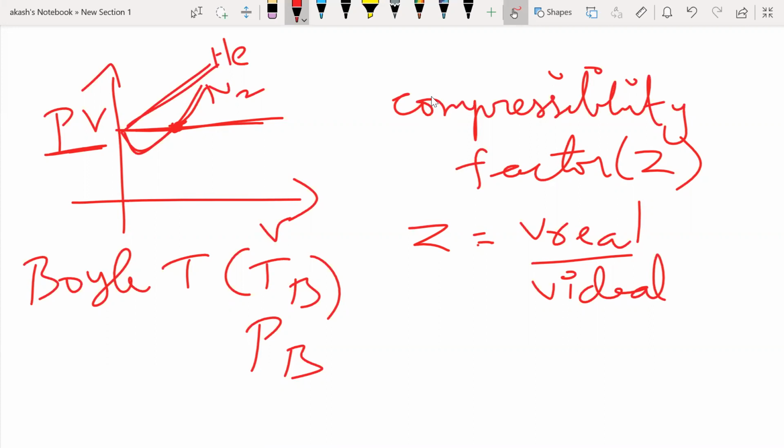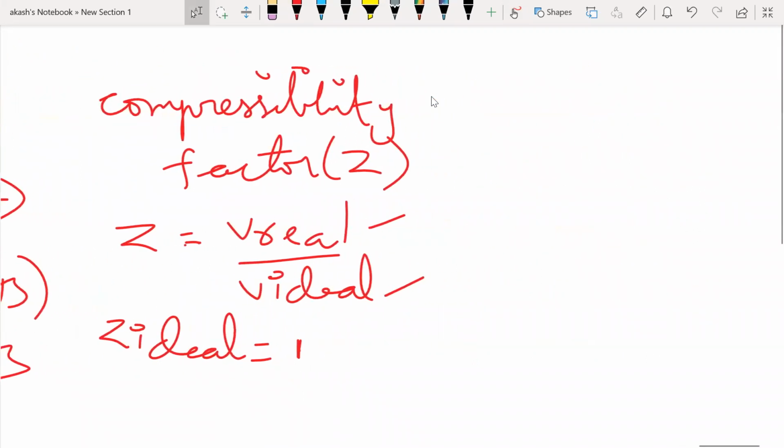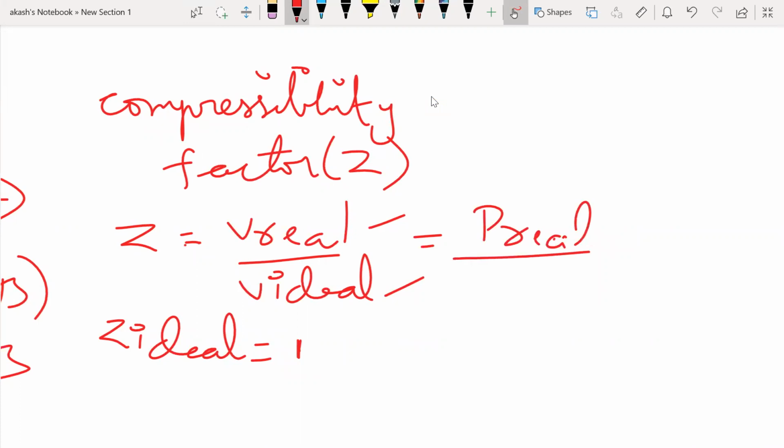Now, if I talk about an ideal gas, obviously these volumes are going to be the same. So in that case, an ideal gas will have a compressibility factor of 1. Now, please understand, you can either speak in terms of volume or in terms of pressure. So if that's the case, it is going to be real pressure divided by the ideal pressure, which is what is called your compressibility factor.